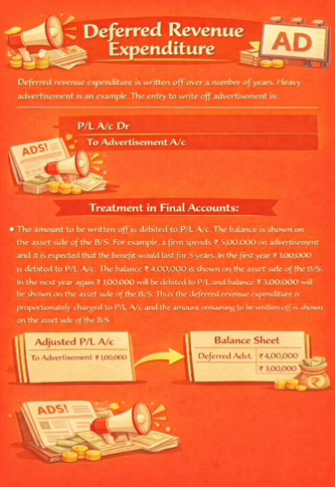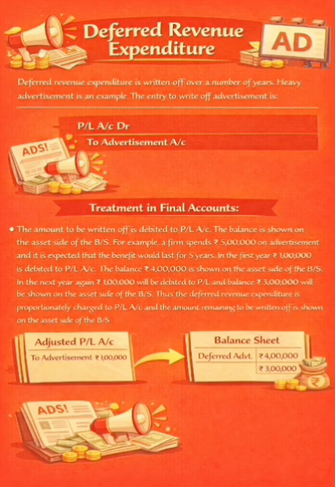For example, a firm spends Rs.500,000 on advertisement and it is expected that the benefit would last for 5 years. In the first year, Rs.1 lakh is debited to profit and loss account. The balance Rs.400,000 is shown on the asset side of the balance sheet.